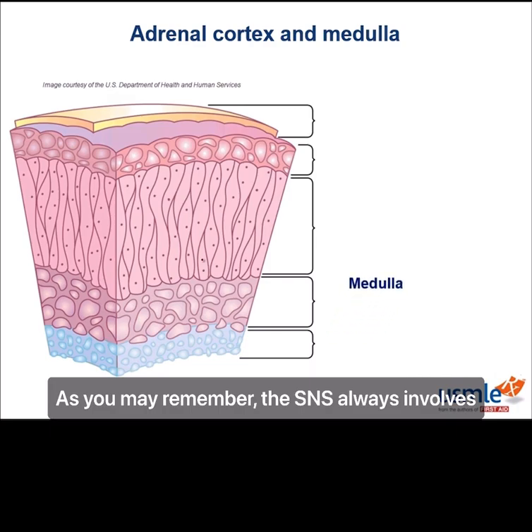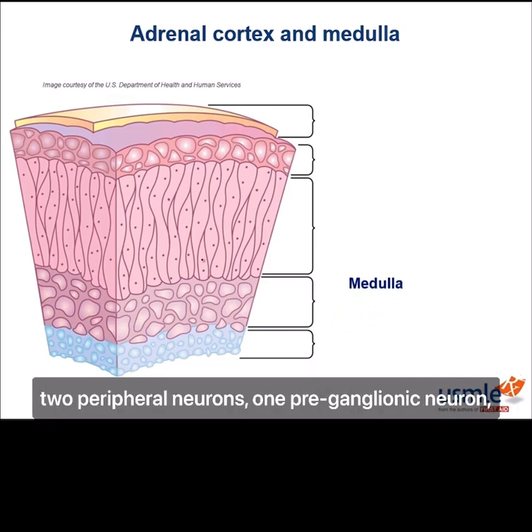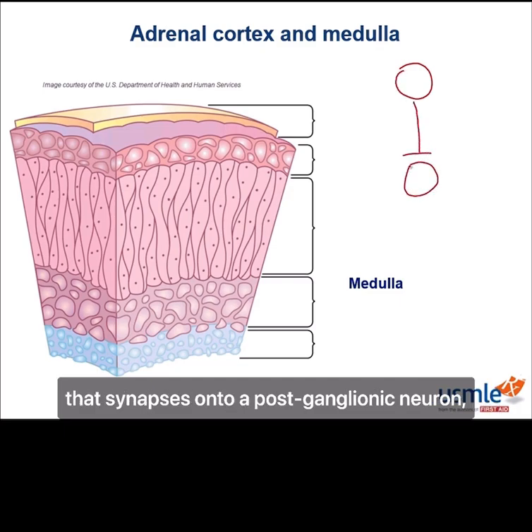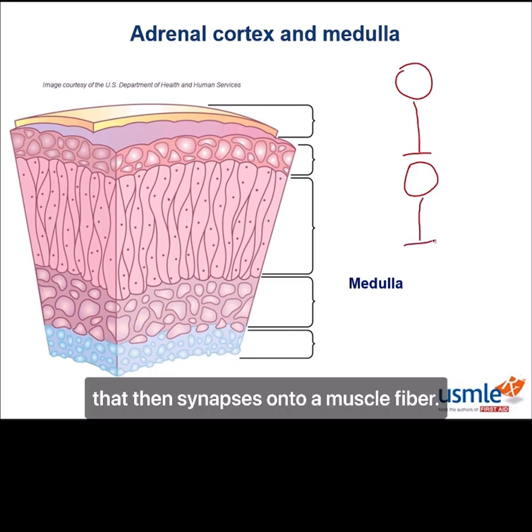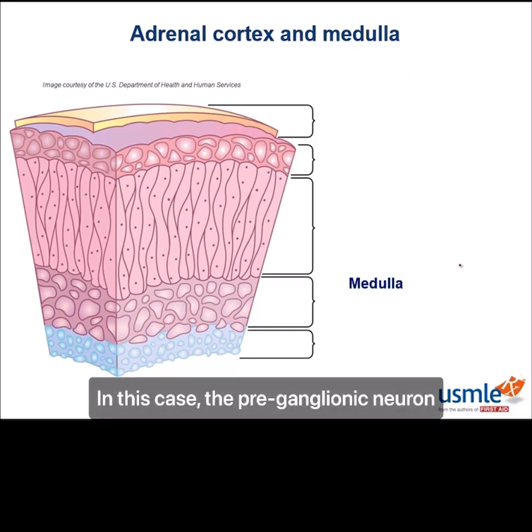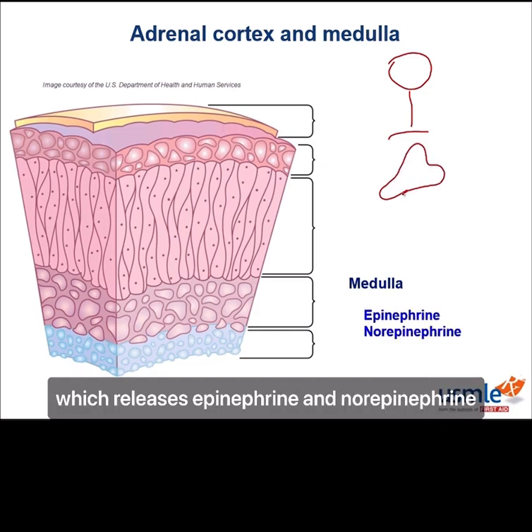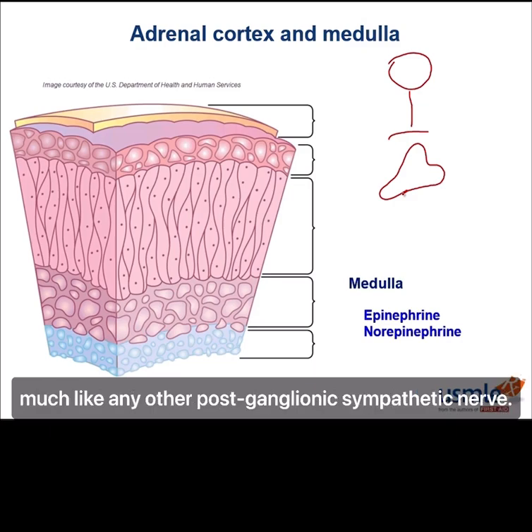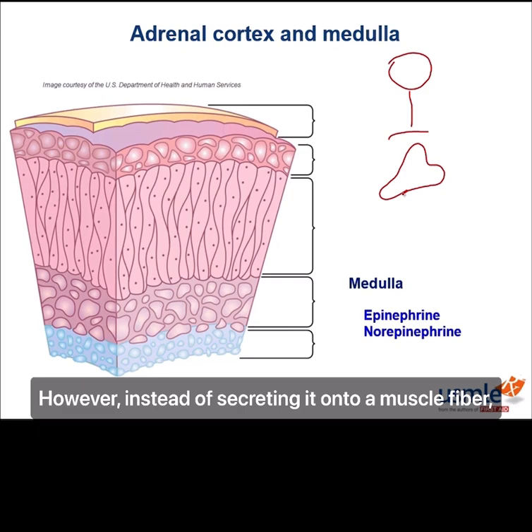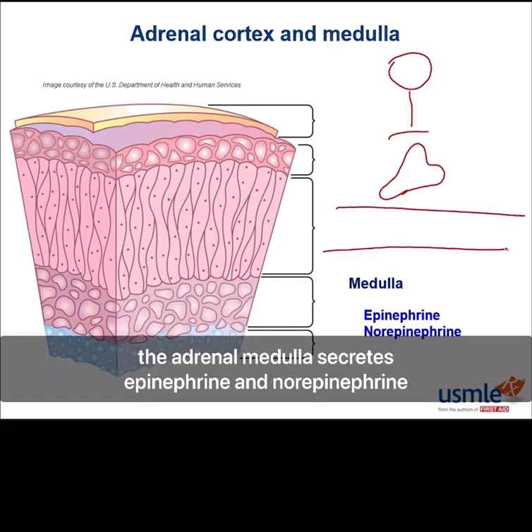As you may remember, the SNS always involves two peripheral neurons, one preganglionic neuron that synapses onto a postganglionic neuron that then synapses onto a muscle fiber. In this case, the preganglionic neuron synapses onto the adrenal medulla, which releases epinephrine and norepinephrine, much like any other postganglionic sympathetic nerve.